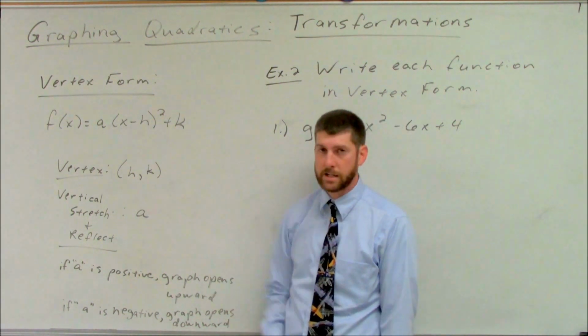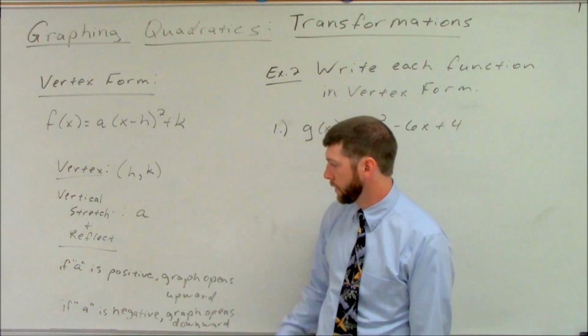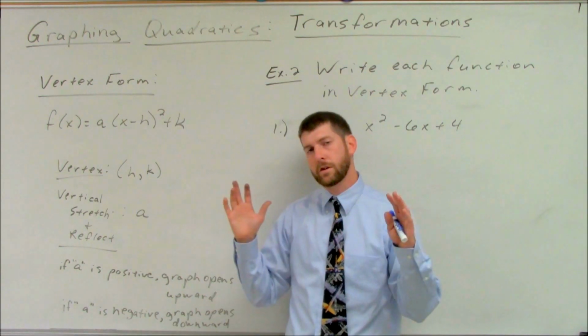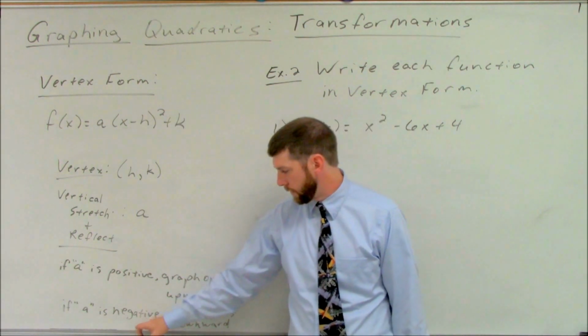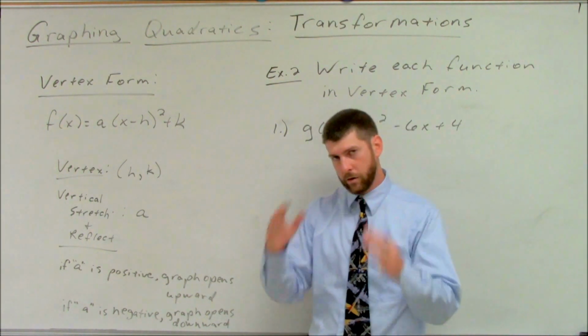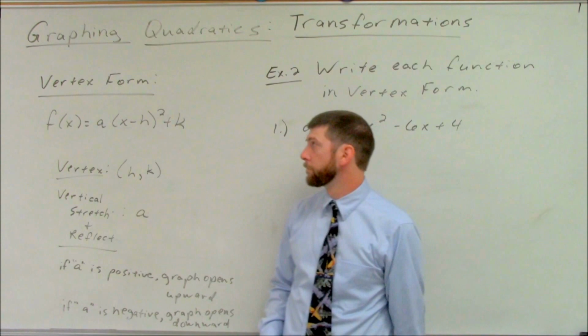We know where the vertex is. We know really what direction the graph is pointing. Because if a is positive, then there is no vertical reflection, so the graph will open upward. If a is negative, however, then we have that vertical reflection, and so the graph is going to open downward.